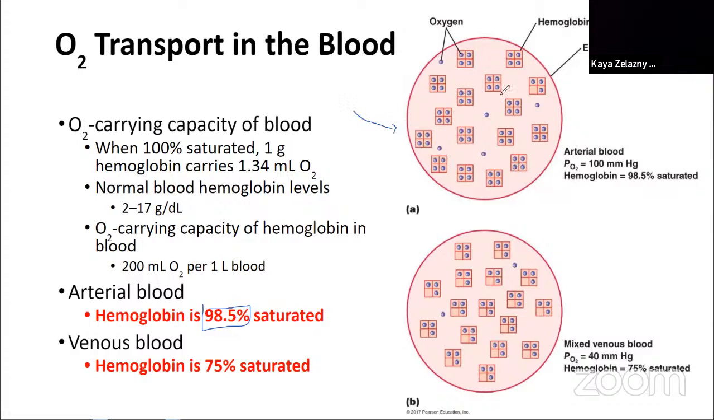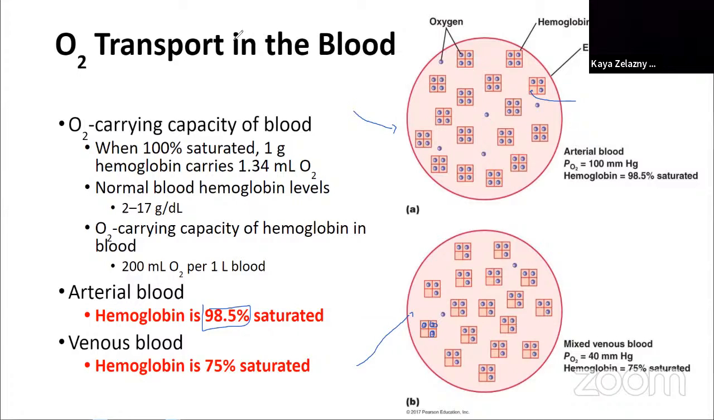Right, we can see almost all the spots are filled on the hemoglobin. So we have a couple of little empty spots where we could carry a little bit more, like right there. In the venous blood, we're only 75% saturated. So we can see most of these have 3 little oxygen bound out of the 4 places. So we have a lower saturation of oxygen in the venous blood, but it's not actually at 0.